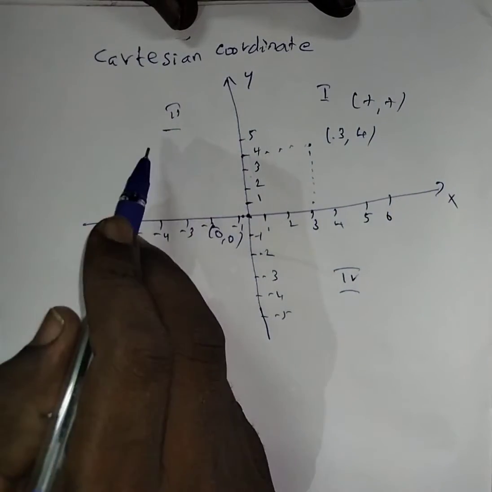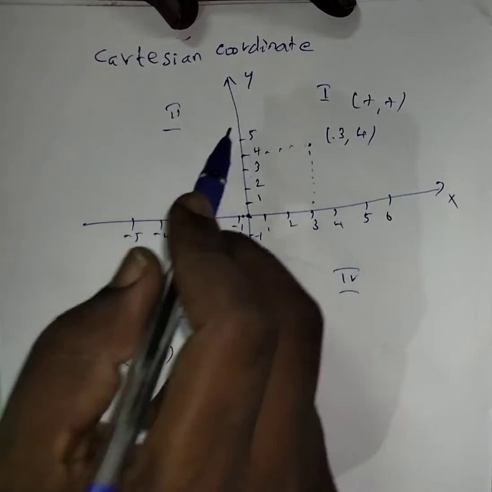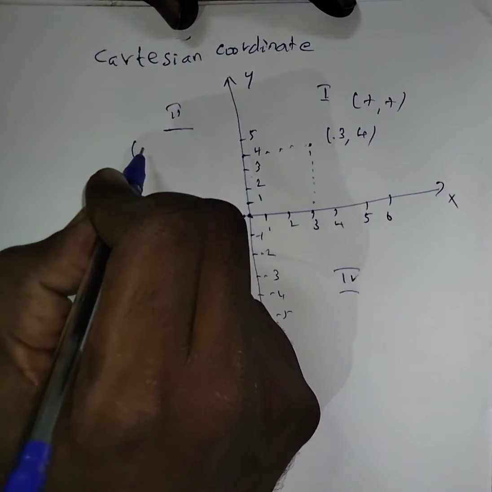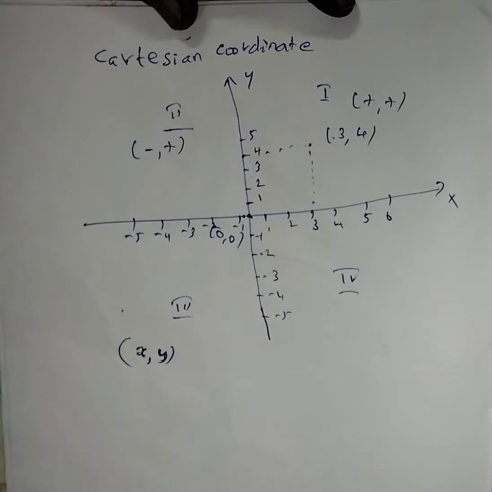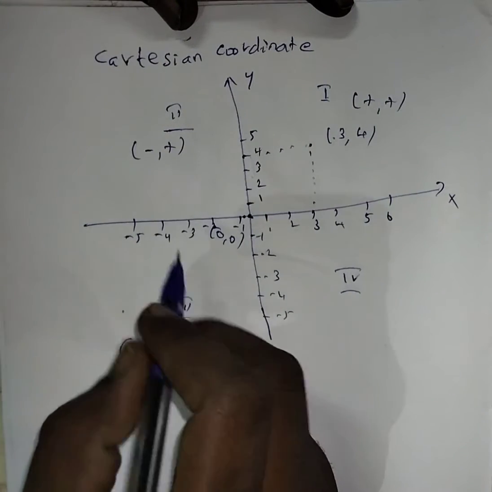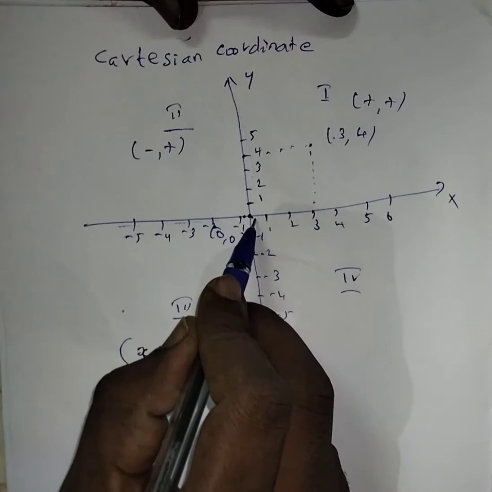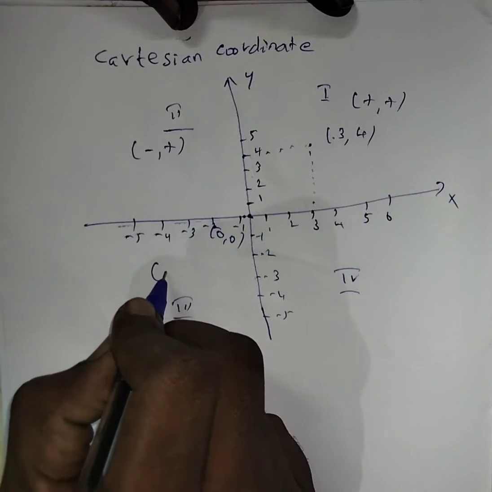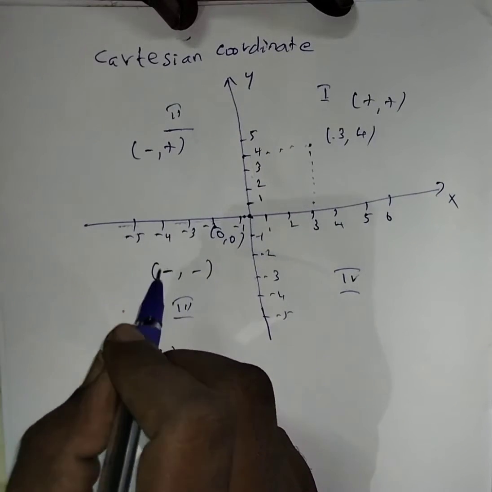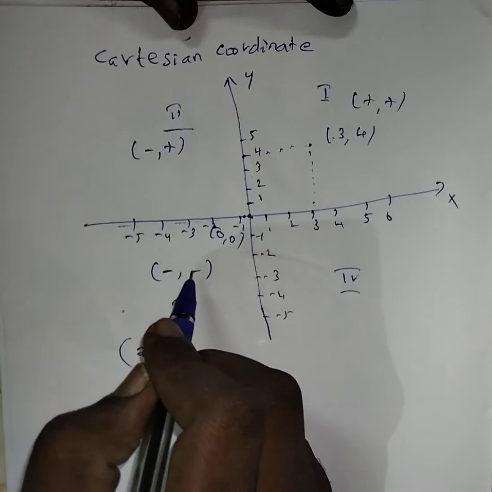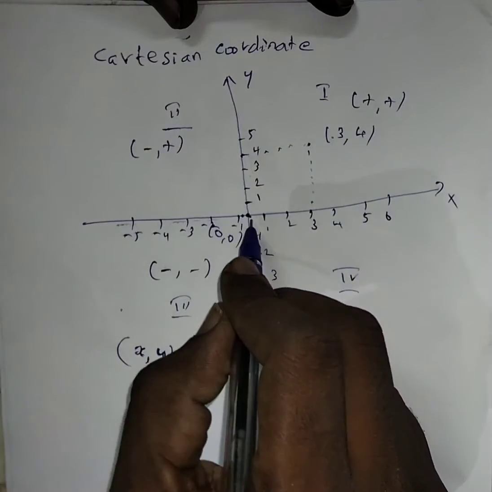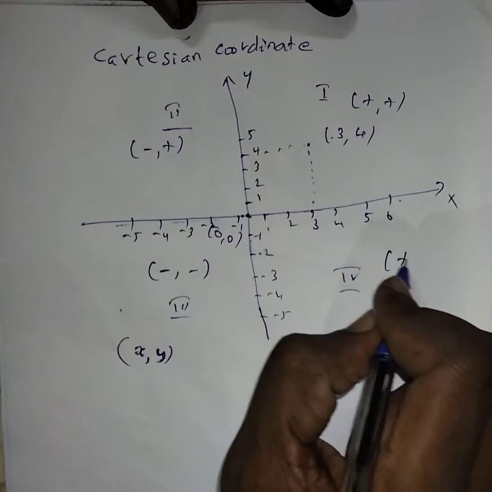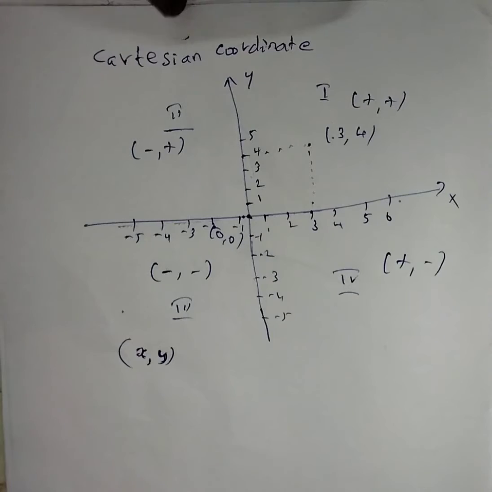Like that, when it comes to the second quadrant, if you take the x value negative and the y value positive, then in the second quadrant the coordinate will be negative, positive. When you come to the third quadrant, x is negative and y is also negative. In the third quadrant, all the coordinates will be minus and minus. So the x coordinate is negative and the y coordinate is negative. In the fourth quadrant, the x value is positive and the y coordinate is negative. So it becomes positive, negative.